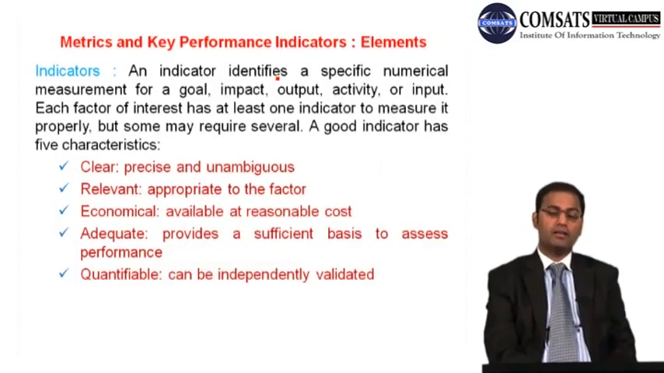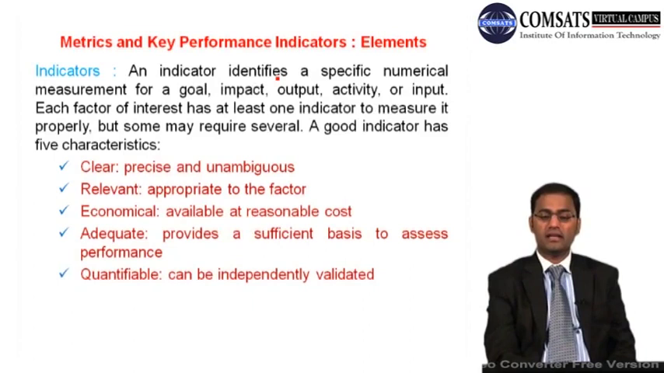And then indicators. We have talked about metrics and now about indicators. An indicator identifies a specific numerical measurement of a goal, impact, output, activity, or input. Each factor of interest has at least one indicator to measure it properly, but some may require several.